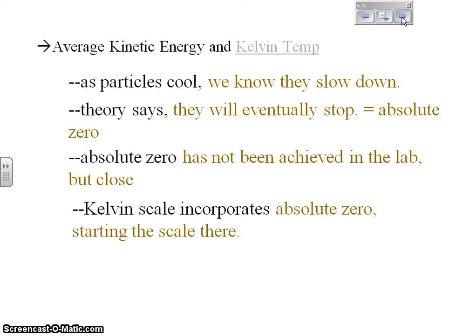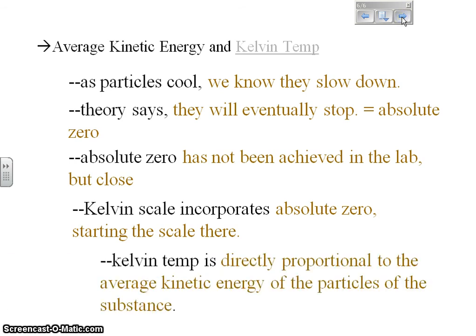The Kelvin scale incorporates absolute zero, starting the scale at 0. Okay? Kelvin temp is in direct proportion to the average kinetic energy of the particles of the substance. 0 is no movement at all, and as you saw in the diagram, 273 is where it all starts. 273 is freezing, 373 is boiling. Okay, and that's our unit.